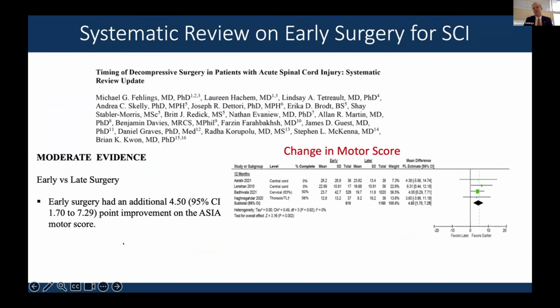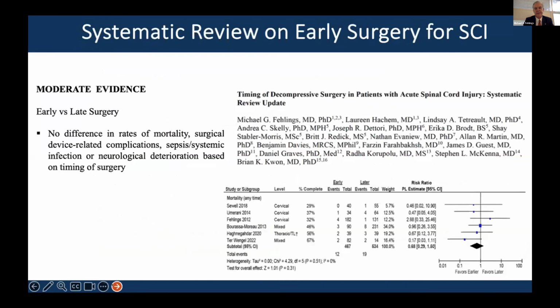Here are the changes in the motor scores, and we see here that, again, a clear signal favoring early surgery, and on average about a 4.5 motor improvement. We also see that surgery is safe. There was no increase in complications, and in fact, there was a trend in many outcomes for improved outcomes.